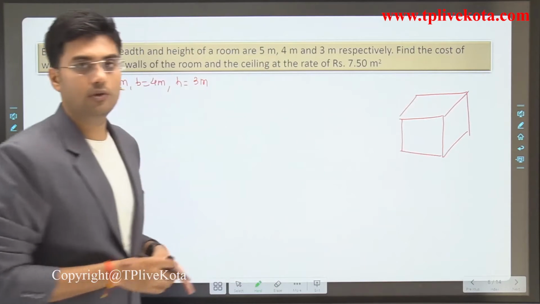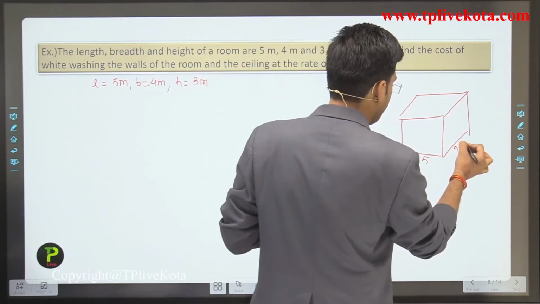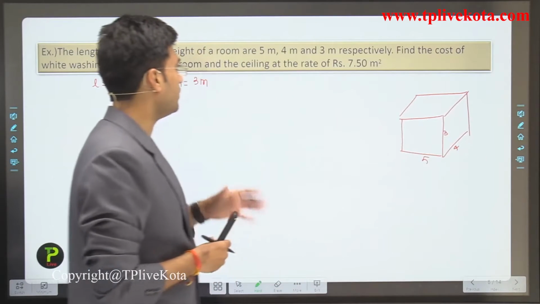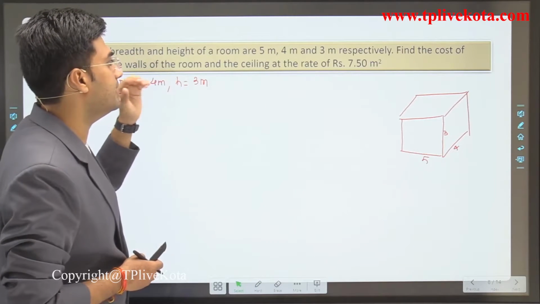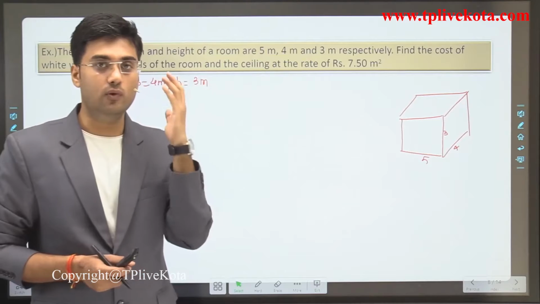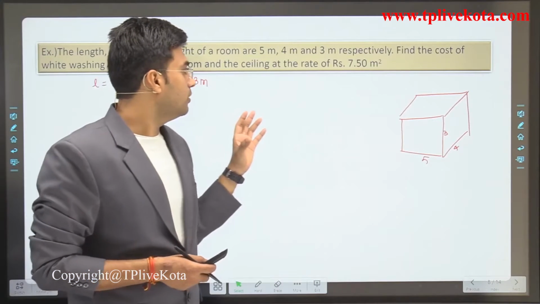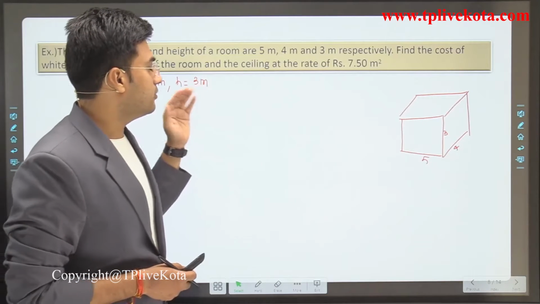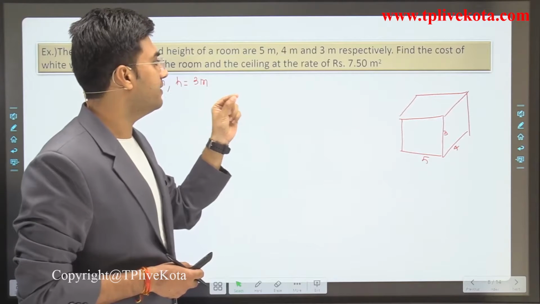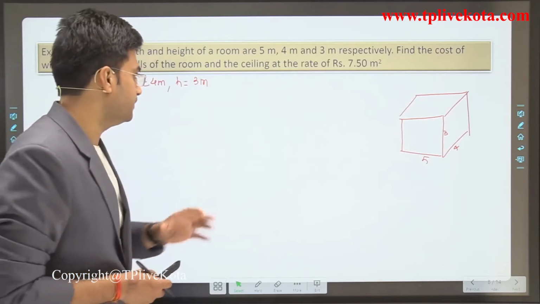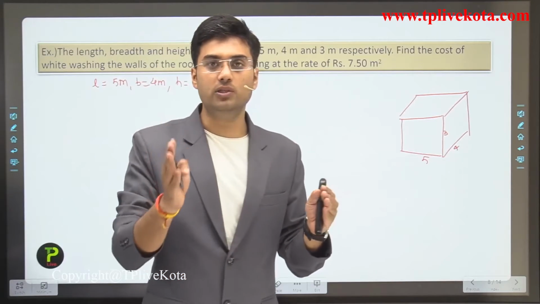This is the cuboid, and the dimensions are 5, 4 and 3. Now find the cost of washing the walls of the room and the ceiling. We have to wash the 4 walls and the ceiling. Okay, and it is given that the cost of washing per meter square is 7.50. Clear?